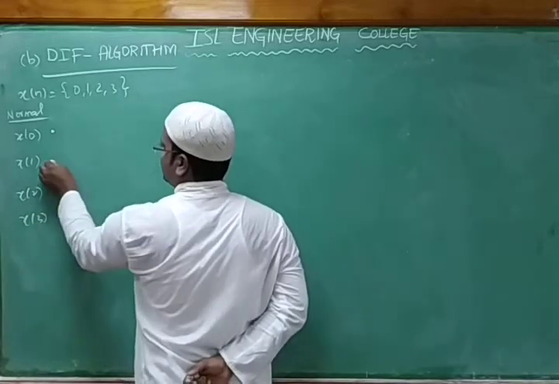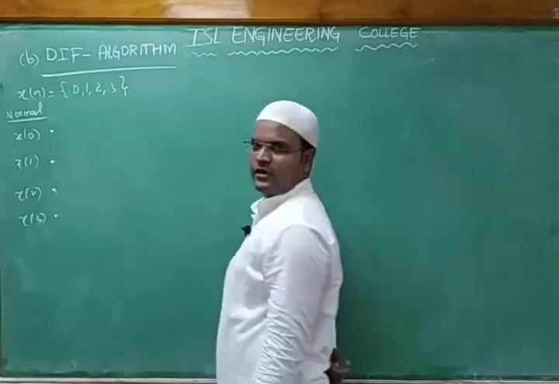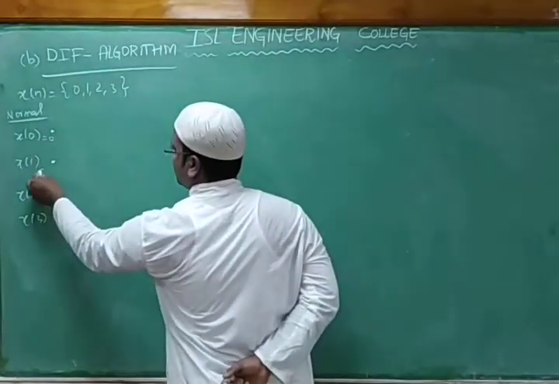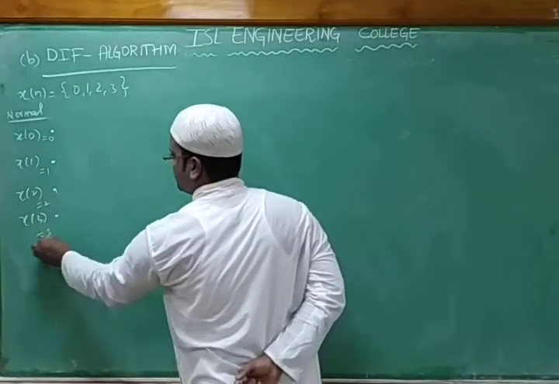So we wrote all those. We'll put the dots first so that it will become easy for us to write the values. What is x of 0? It's 0. X of 1 is 1. X of 2 is 2. X of 3 is 3.